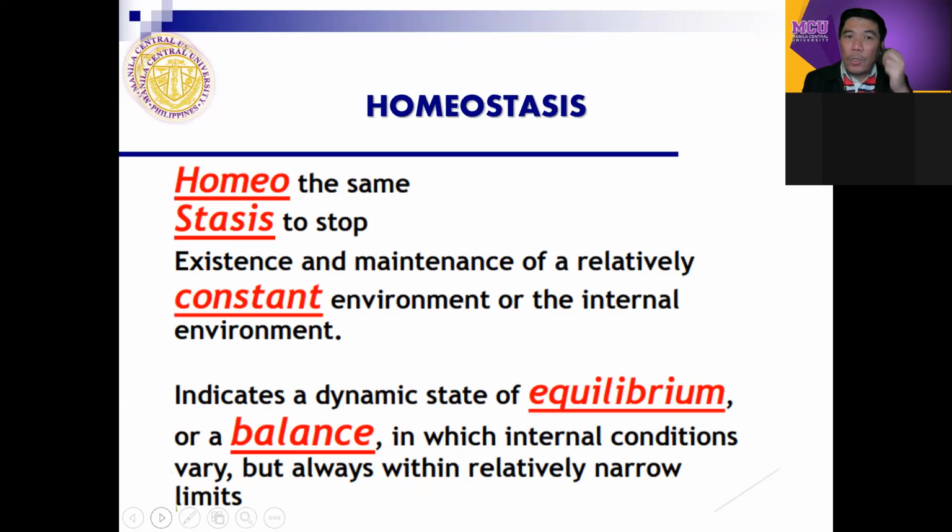So we have mentioned this as homeostasis: homeo as the same, stasis as to stop. So this is related to a constant environment. For example, if a person is exposed to a different environment, like extreme heat or extreme cold, the body may not show signs or symptoms of being unable to adapt, because the body can regulate temperature so that it does not lead to hypothermia or hyperthermia.